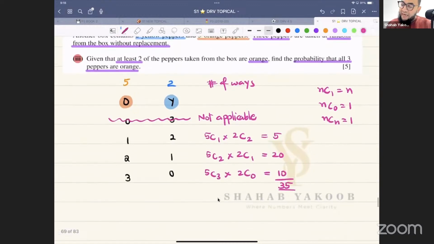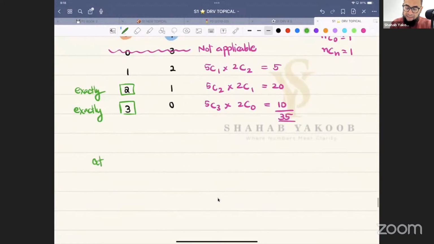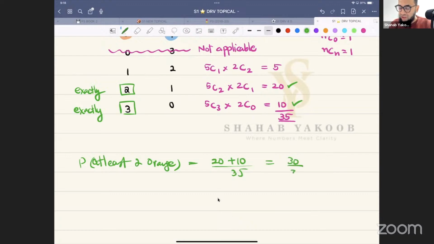Now it says at least 2 of the papers. This is exactly 2, and this is exactly 3 orange papers. So at least 2 orange papers is 20 plus 10, 30, which is 20 plus 10 divided by 35, which is 30 over 35. No need to round it off.